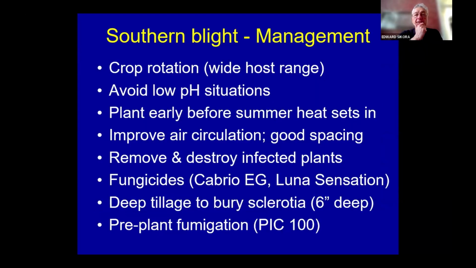So as far as management, I say crop rotation because that's just the standard thing, but with such a wide host range, that is not the most effective method. A couple of cultural things to think about: avoid low pH situations, because that seems to favor southern blight development. Oftentimes this is a disease favored by heat when the soil bed heats up. So we suggest, or I have seen a suggestion, where you plant early before the summer heat sets in, to get away from the conditions that favor this pathogen.